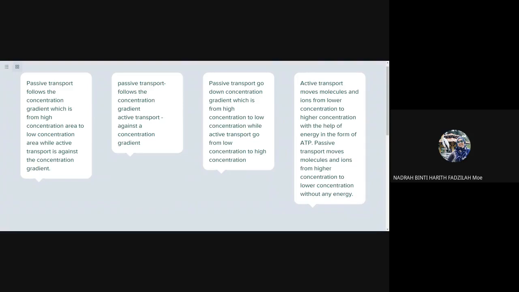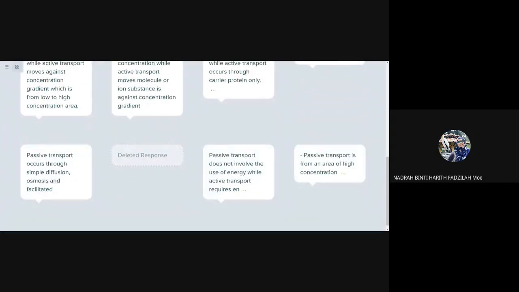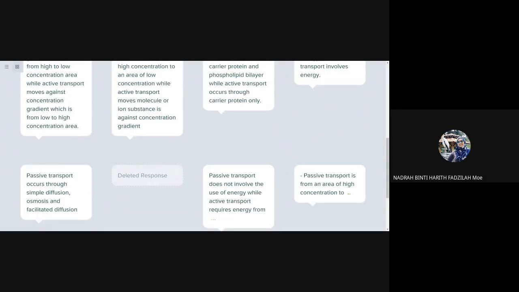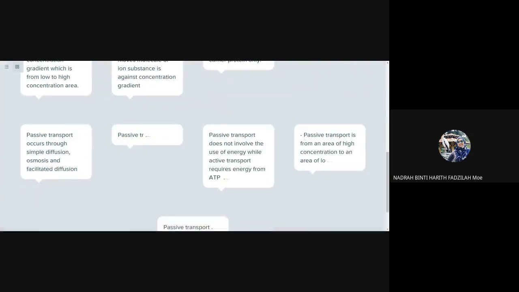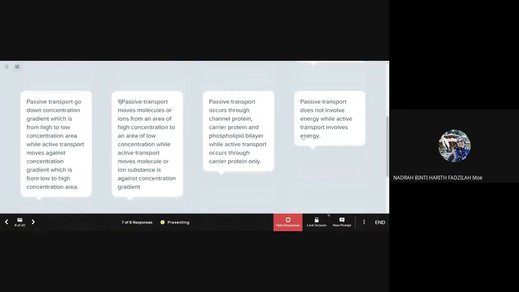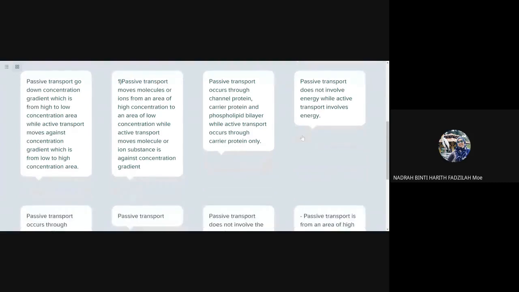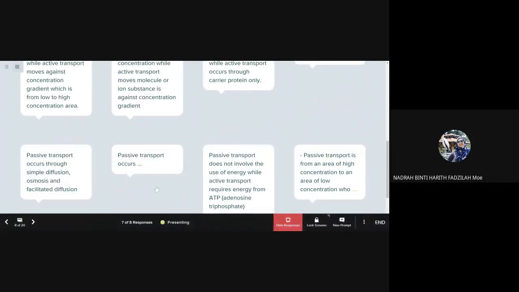Okay, good. I can see some of you have identified the route. Untuk passive transport, saya setuju. Passive transport occurs through, okay. Ada dua konteks yang saya nampak dekat sini. Ada yang buat passive transport tu in terms of process. Dia kata occurs through simple diffusion, osmosis and facilitated diffusion. Tapi ada juga yang bagi konteks passive transport occurs through channel protein, carrier protein and phospholipid bilayer, while active transport occurs through carrier protein. Okey, dua-dua pun saya setuju.